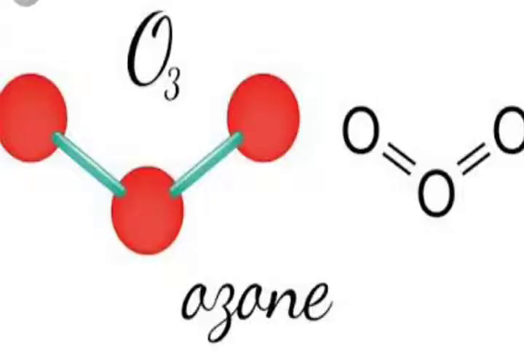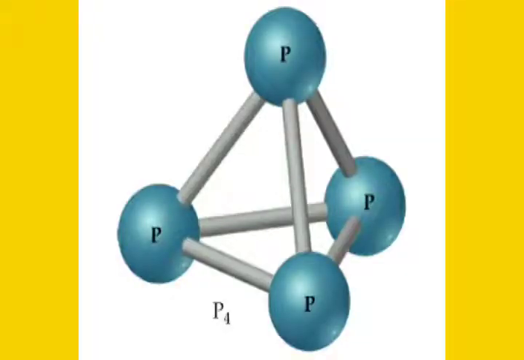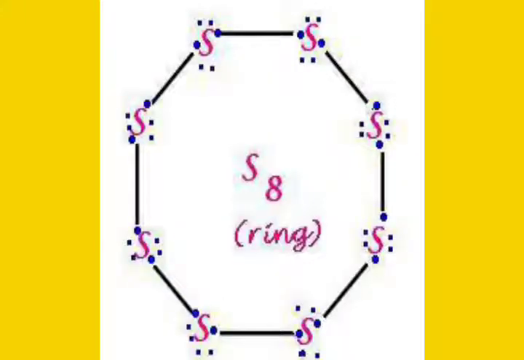Next is triatomic. A molecule is said to be triatomic when it contains three atoms. Example, ozone. Next is polyatomic. A molecule is said to be polyatomic when it contains more than three atoms. For example, phosphorus and sulfur. Phosphorus contains 4 atoms in its molecule, whereas sulfur contains 8 atoms in its molecule.